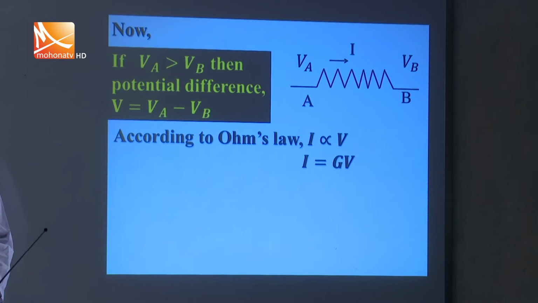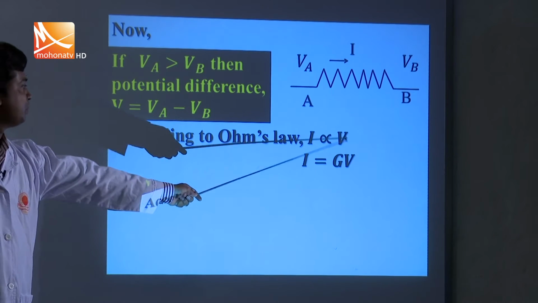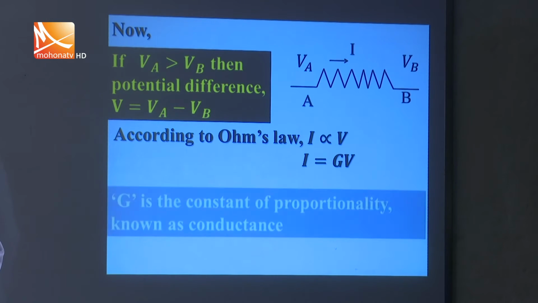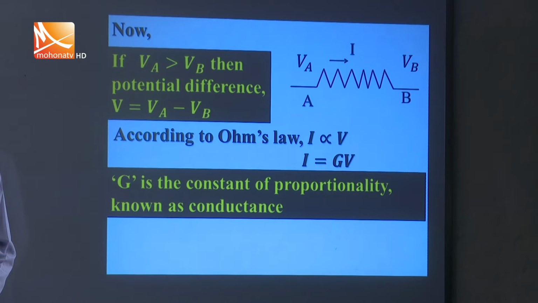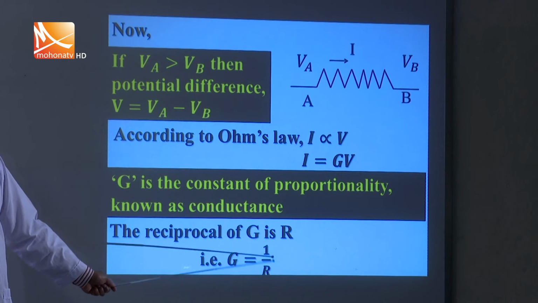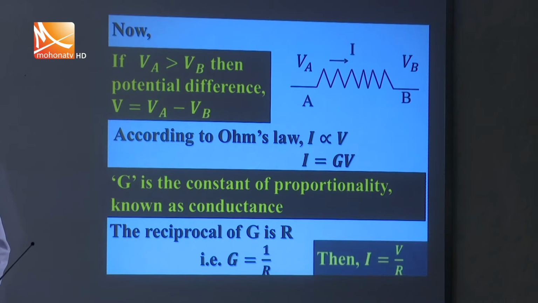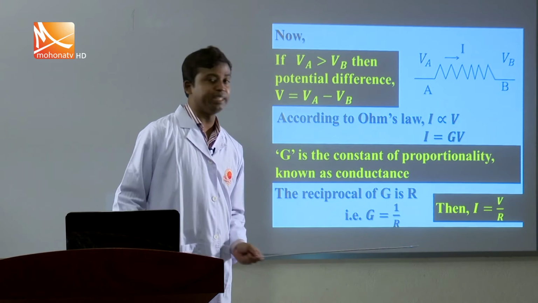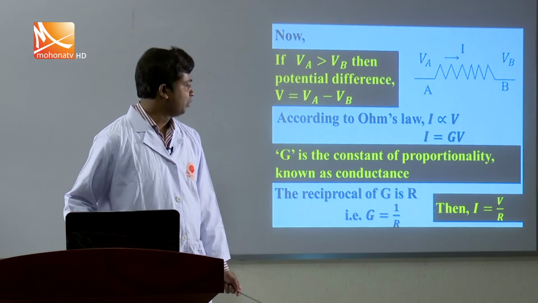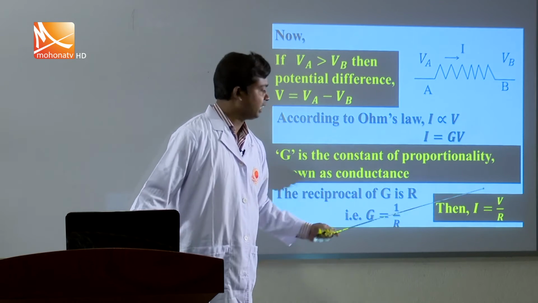According to Ohm's law, you know that current I is directly proportional to the potential difference. Then mathematically you can write I equals GV, where G is the constant of proportionality, known as conductance. Then the reciprocal property of this conductor is R. You know that this R represents the resistance. Then G equals 1 by R. Putting the value of 1 by R in place of G, you will get V equals IR. So, this is the mathematical formula of Ohm's law. From this law, you can find the relation between potential difference, resistance and current.